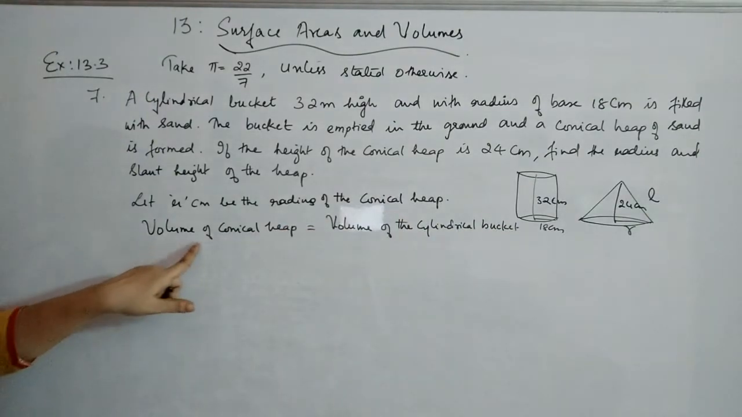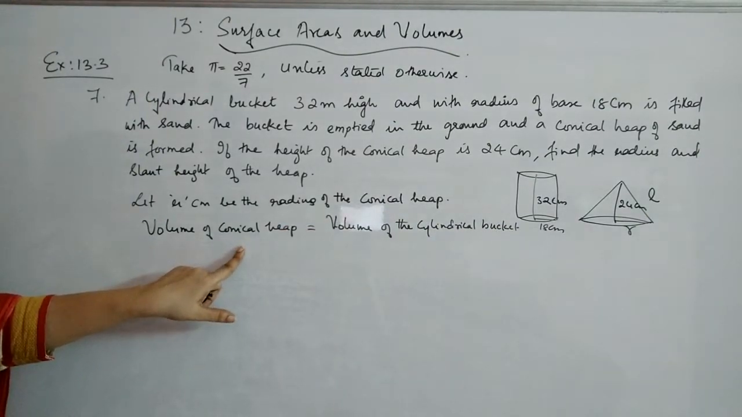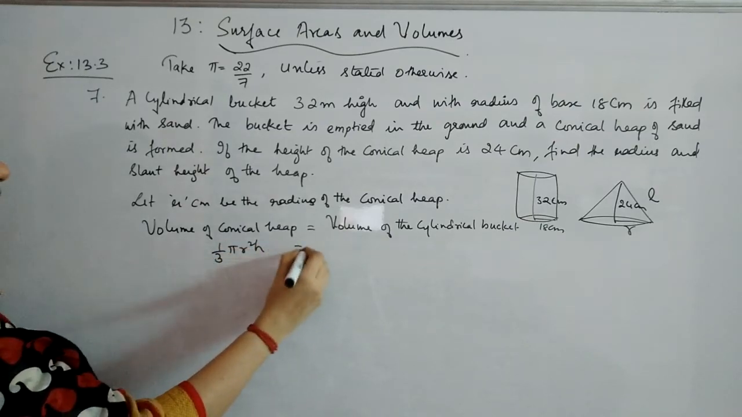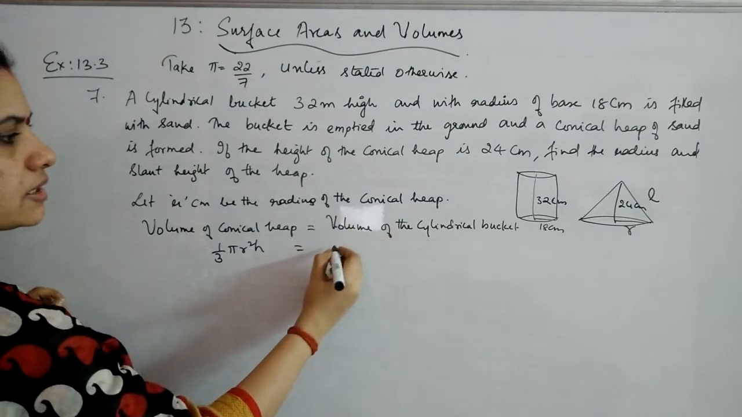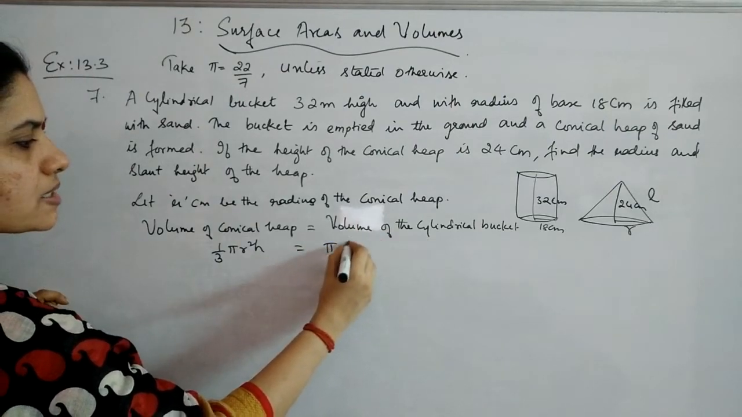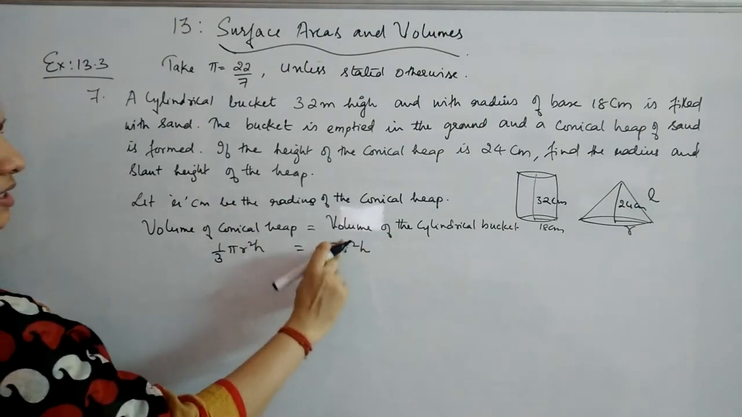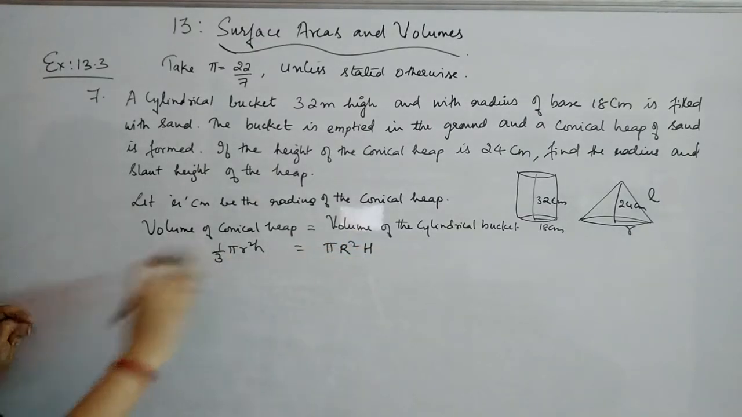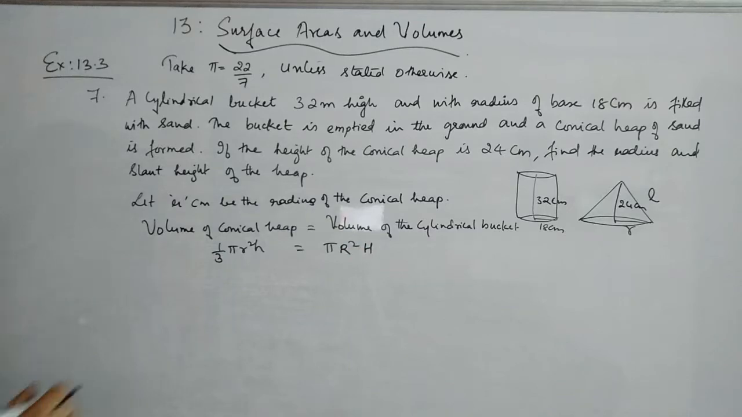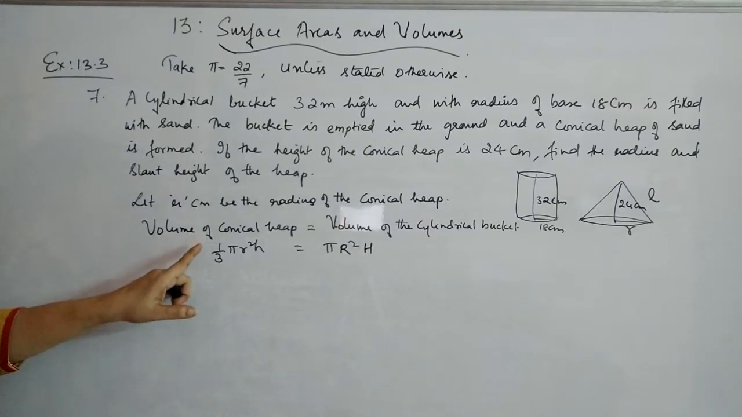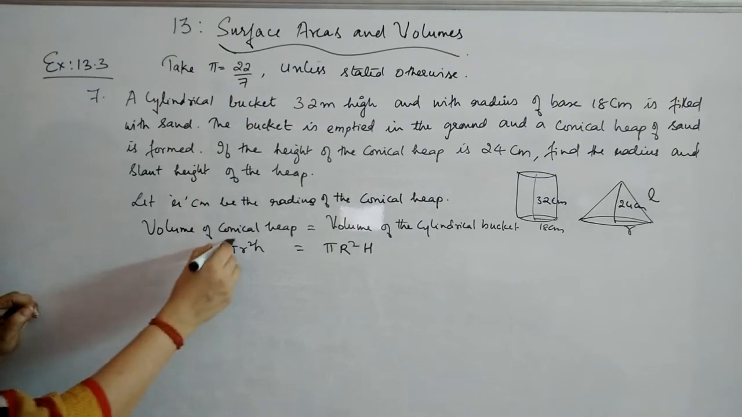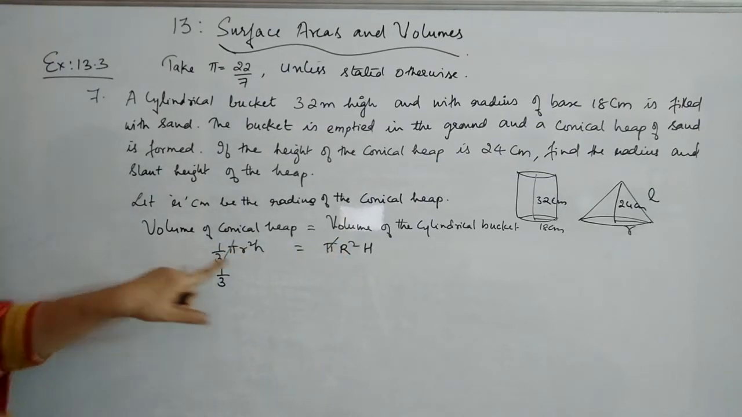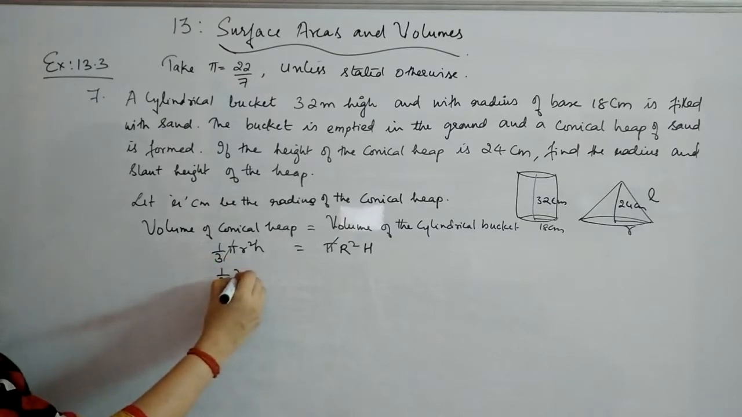So now for the volume of the conical heap, you have to use the volume of a cone, which is 1 by 3 pi r square h, which is equal to the volume of the cylindrical bucket, 5 r square h. For this we can use capital R, capital H, and the other one as small r and small h. Now replacing the values, this pi can be cancelled here itself. For the conical heap we don't know r, so it is r square itself.